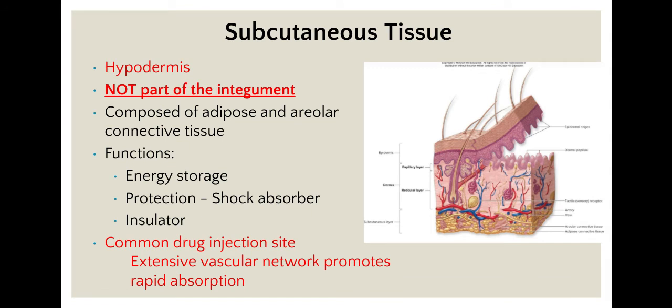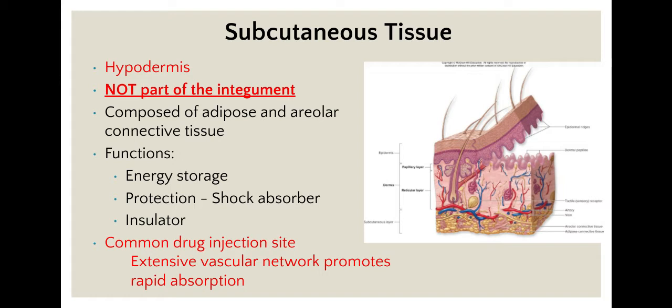Let's go ahead and talk about that subcutaneous tissue or the hypodermis, the part that's not really part of the skin. It's more of an accessory at best, but it is important for the body and we have to put it somewhere. So why not put it here? It's mostly made of adipose and areolar connective tissue.